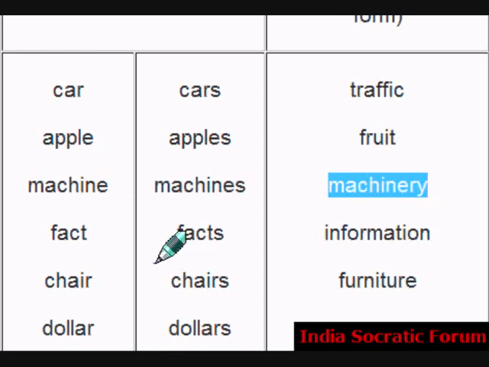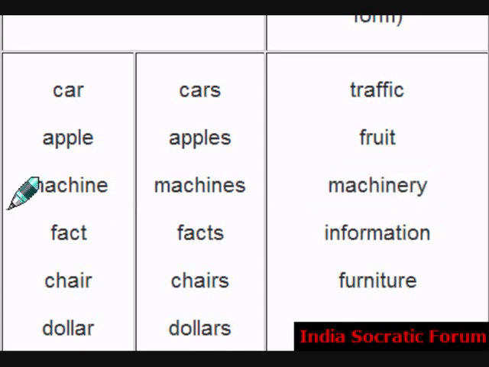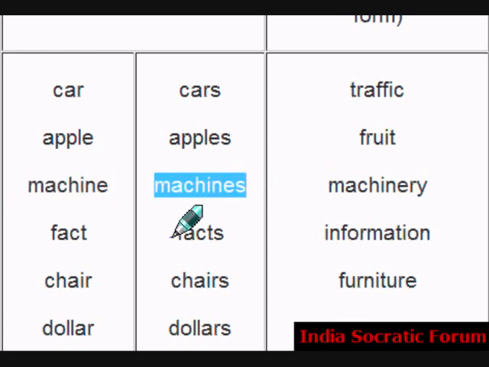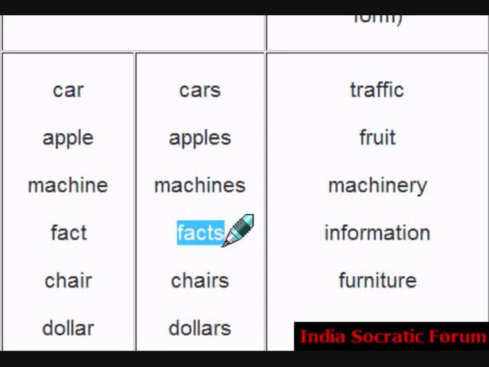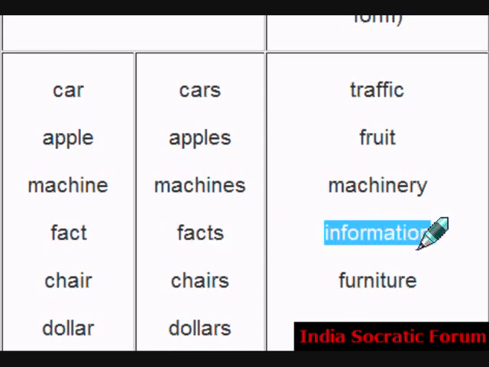Okay, write these three things. When there is a non-countable form, don't use many. How many machinery is wrong. How much machinery is right. But how many machines are there is the correct form of the question. Fact, singular form. Facts, plural form. Information is the non-count form.